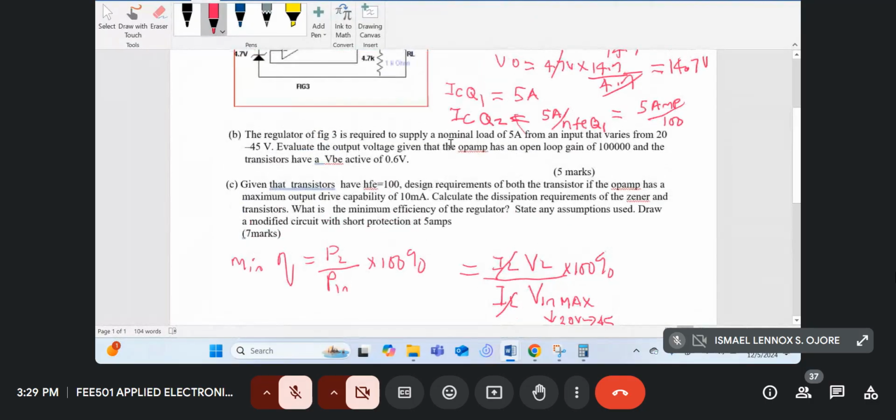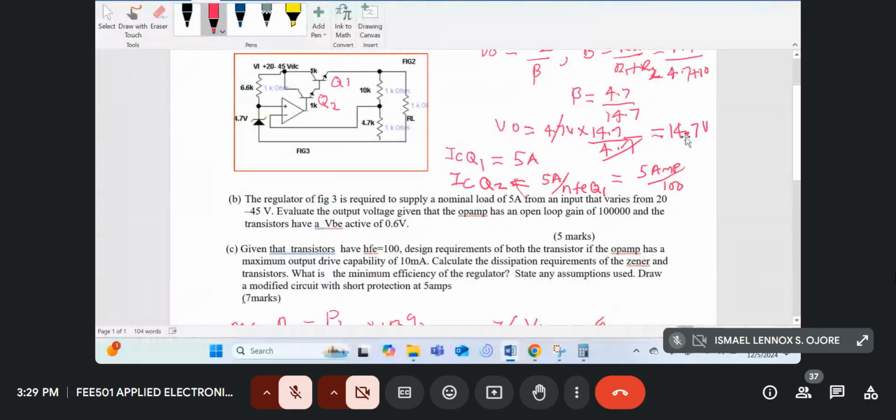Let's just check what the output voltage V0 is. 14.7 volts.